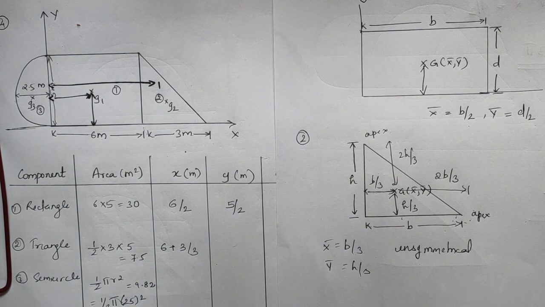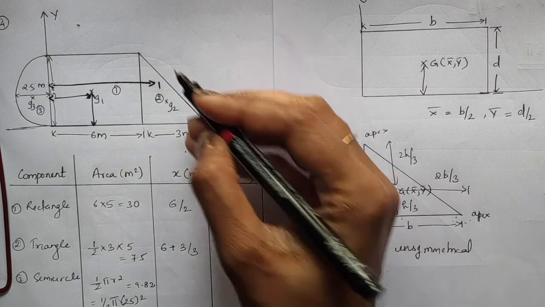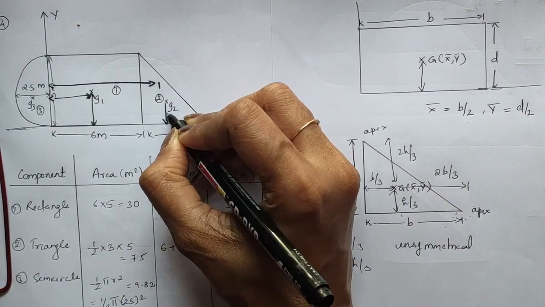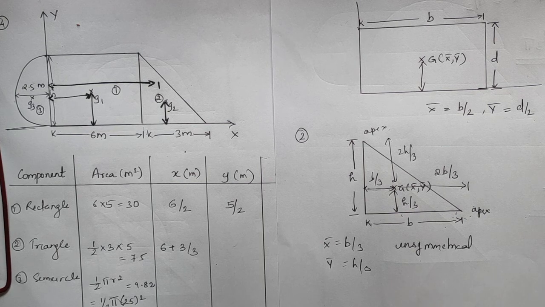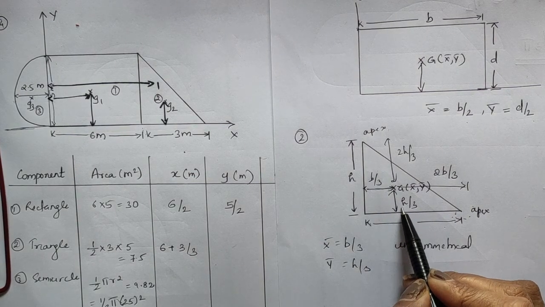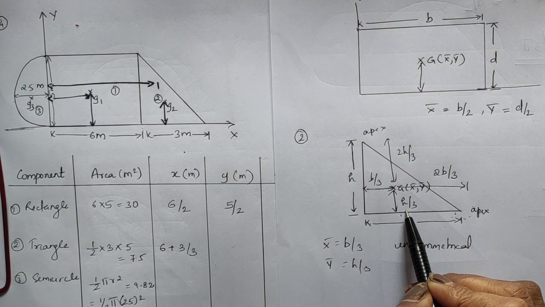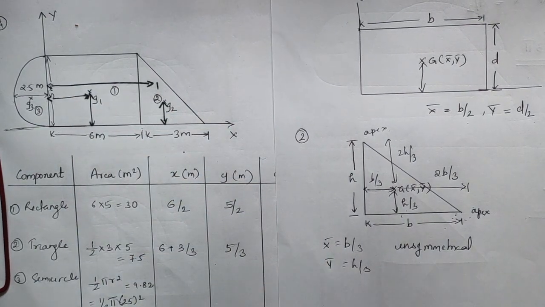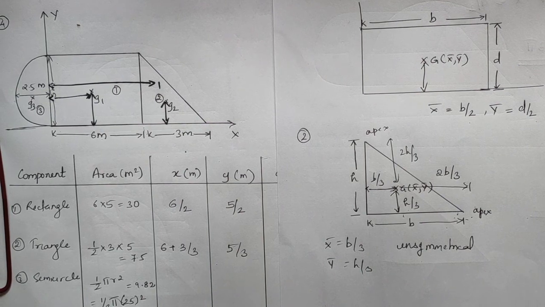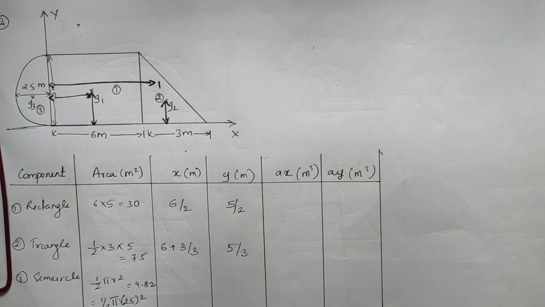What about the y distance? The y distance is the distance from the x-axis to G2. That will be the y distance for the triangle. As you can refer in this figure, it is h by 3. The total height is 5, so you can write it as 5 by 3. Now that is done.